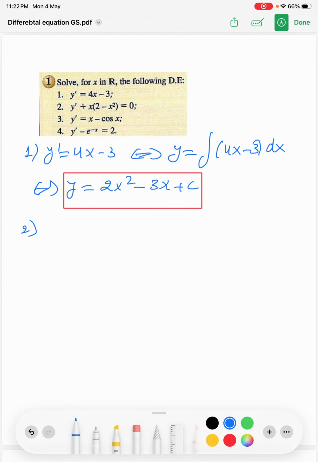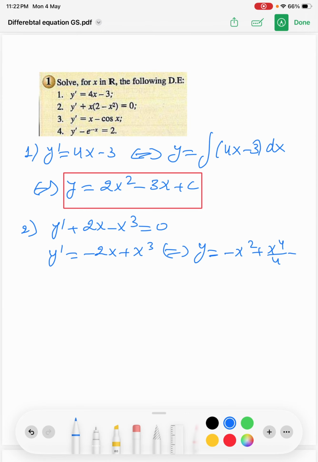In the second equation, you have y prime plus x times (2 minus x squared). It's better to expand in this case: 2x minus x cubed equal to 0. So y prime equal minus 2x plus x cubed. Calculate the antiderivative on both sides. Y equal minus 2x squared over 2, which is minus x squared, plus x to the power 4 over 4, plus a constant c. And this will be the general solution of the second differential equation.